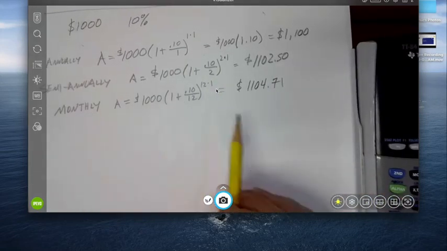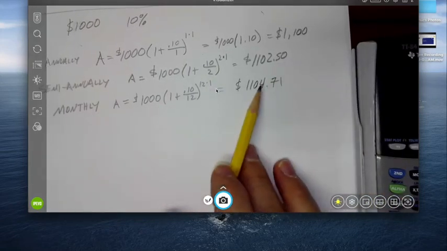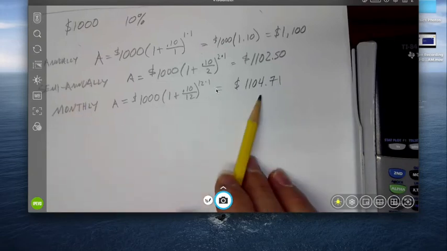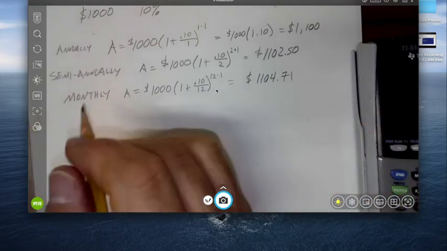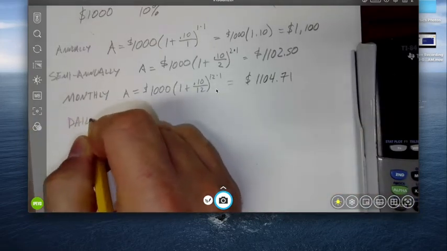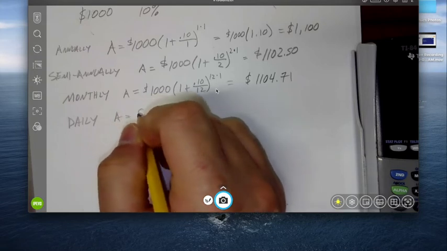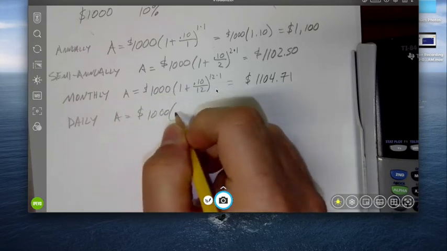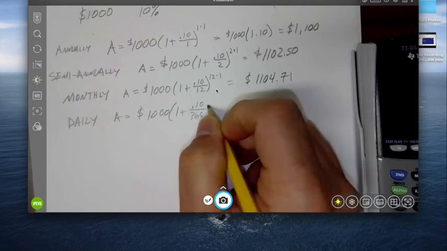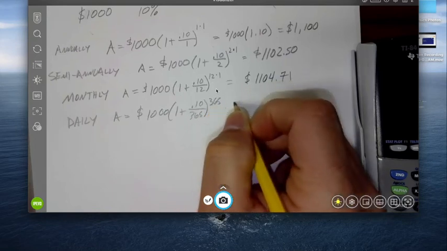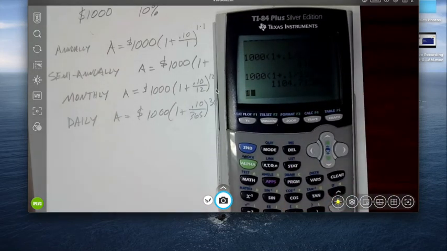Okay, so again, not a huge increase in money, but going from semi-annually to monthly, we earned about another $2.20. All right, so I think maybe you're starting to get the picture. It's not a massive increase every time we increase the compounding, but it does get better. So all else being equal, you might as well try to get the most number of compounds you can.